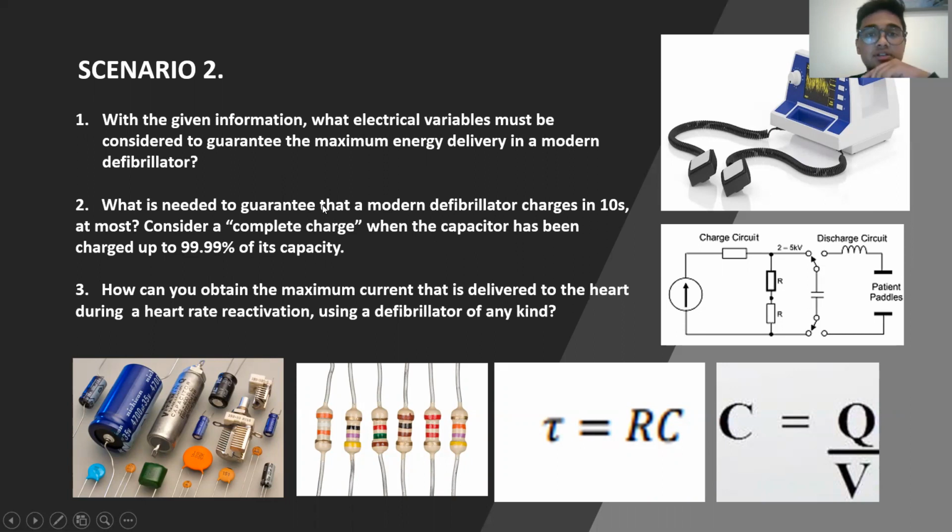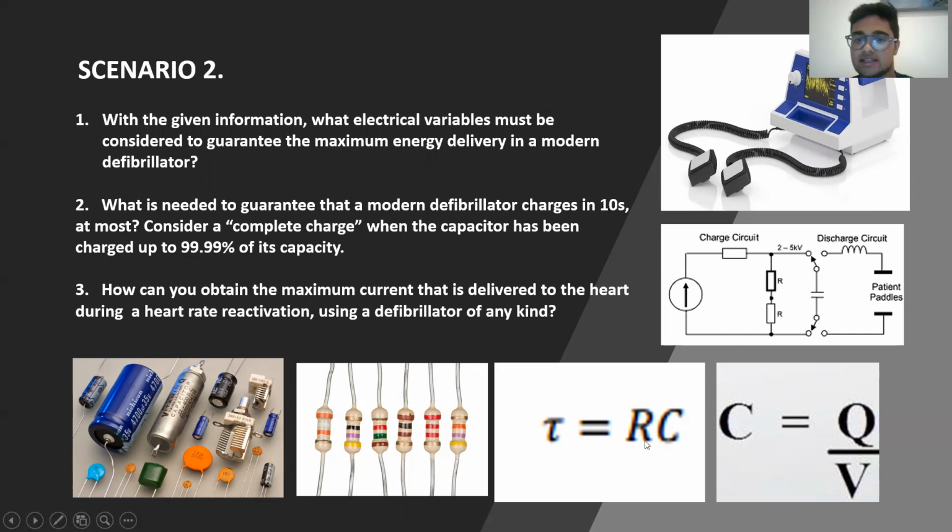Also, in the second question, they ask what is needed to guarantee that a modern defibrillator charges in 10 seconds at most. I used the principle of time constant to solve this problem, that is tau equals resistance times capacitance. If we multiply 5 times tau, we get 99.9%, which means the capacitor will be charged to 99.99%.